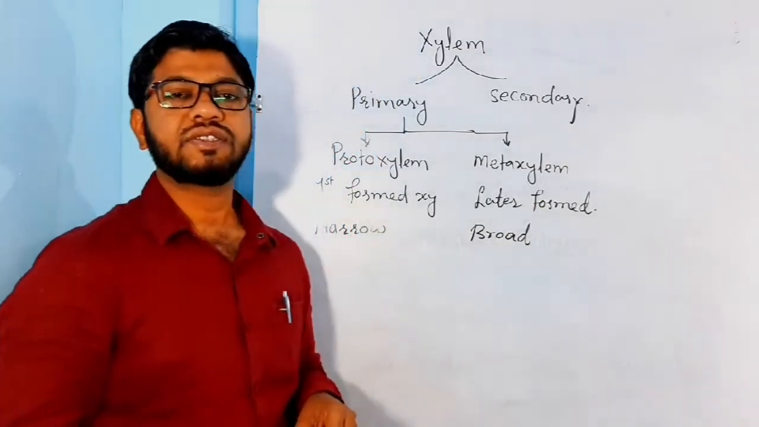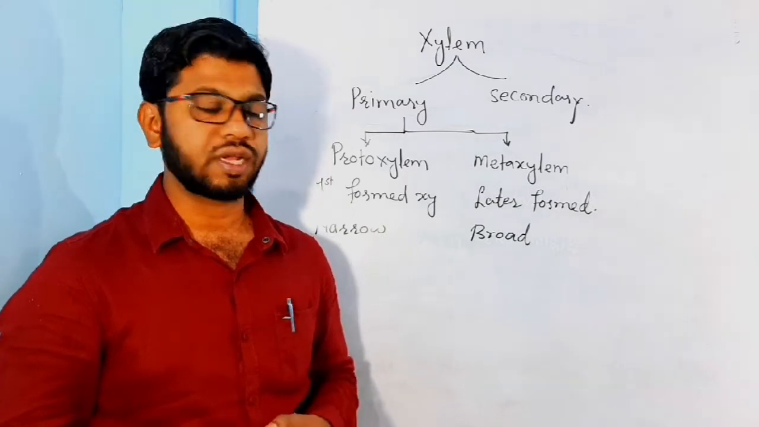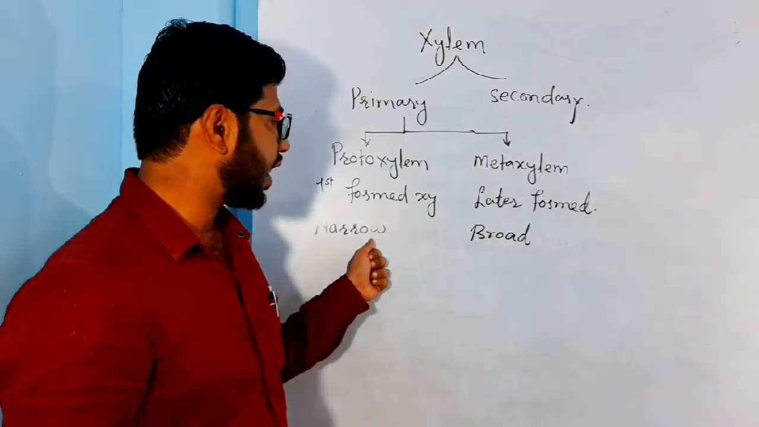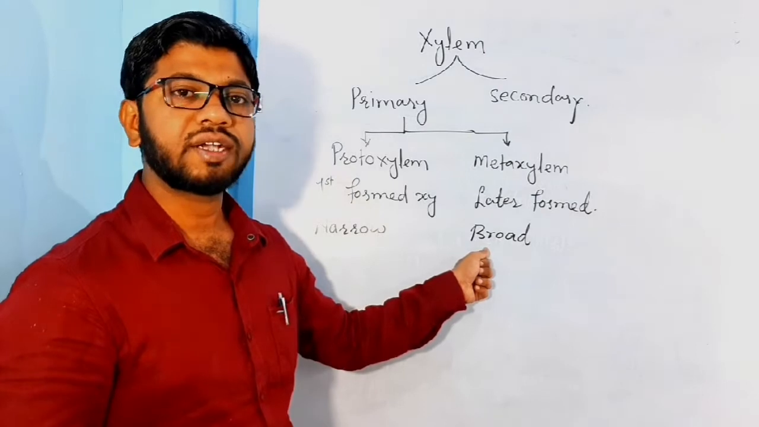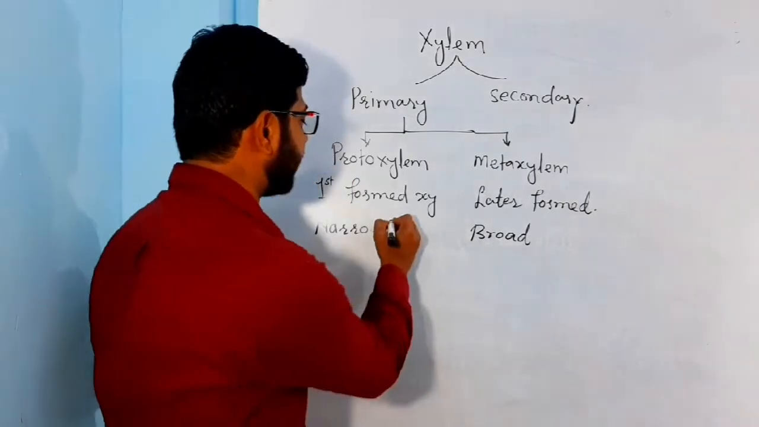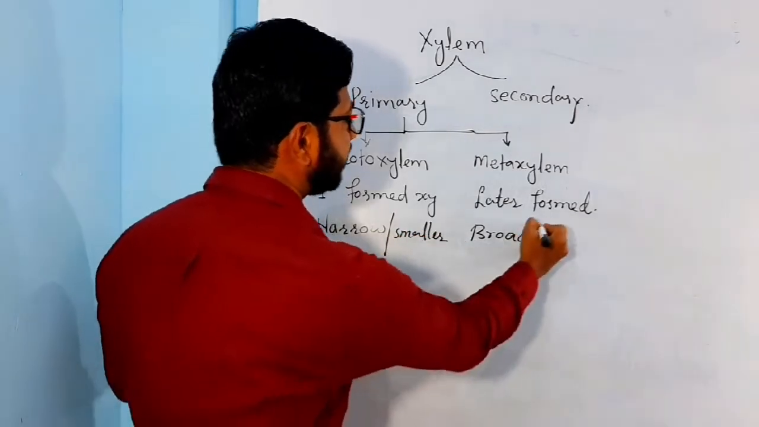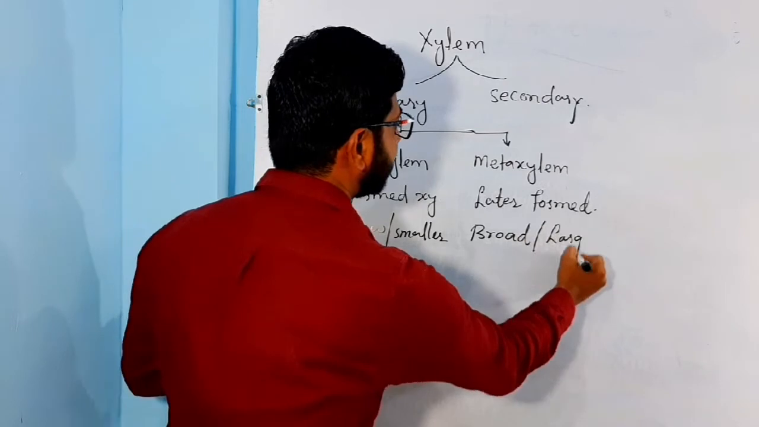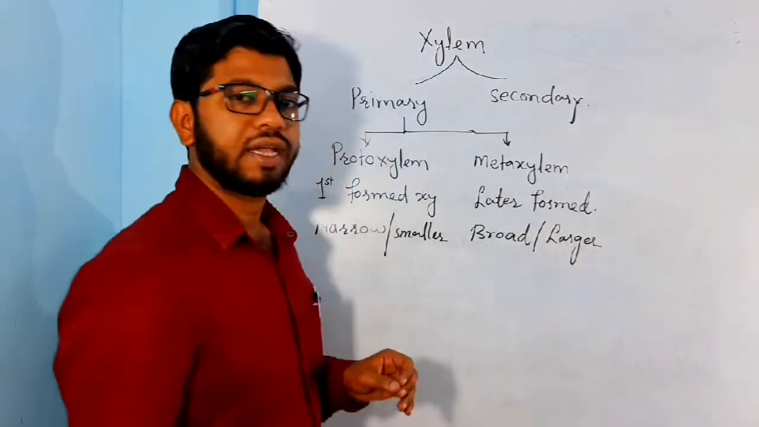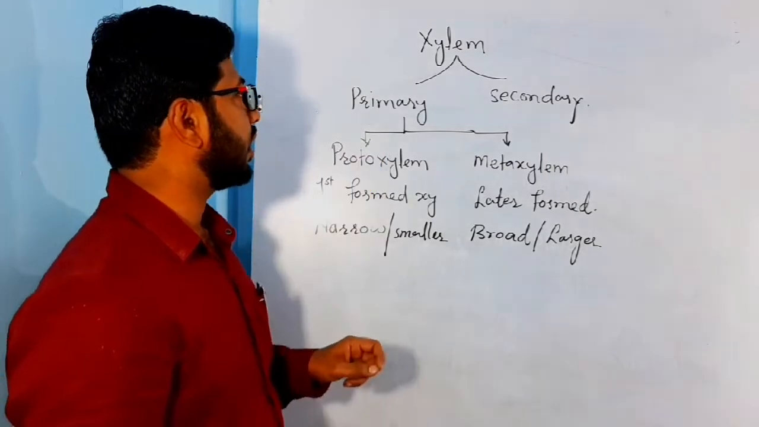In another sense, a question may be asked in a controversial way. For example, narrow and broad is one term, second is smaller and larger. So protoxylem is smaller as compared to metaxylem, and metaxylem is larger in size. So these are the types of vascular bundle.